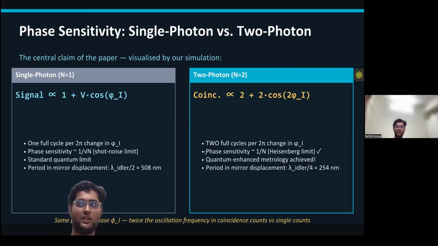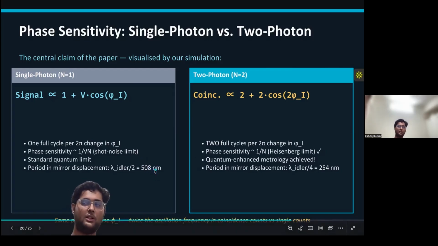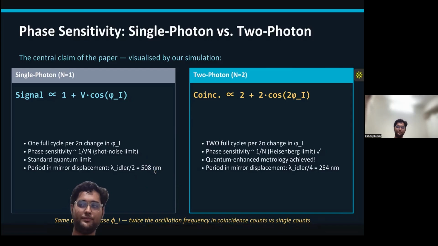So that's the standard shot noise limit. It's the same limit you hit with any classical measurement strategy. Nothing quantum enhanced about it. The mirror displacement period in this case is lambda idler over 2, which works out to be 508 nanometers, as you can see. So let's take a look at the right side.